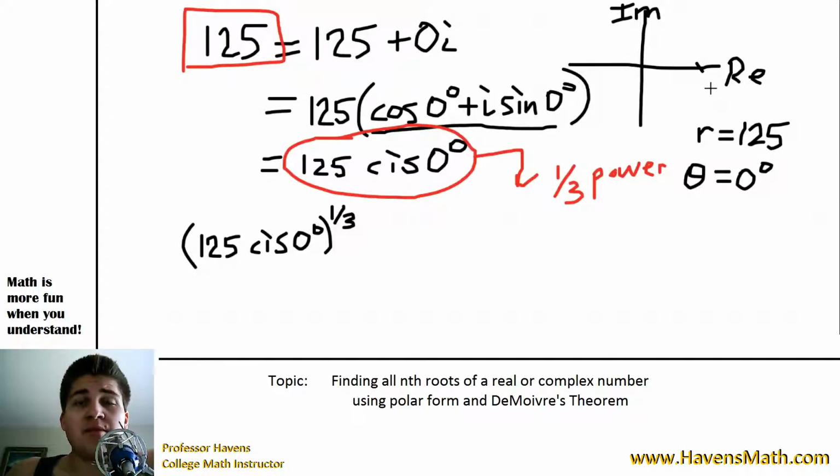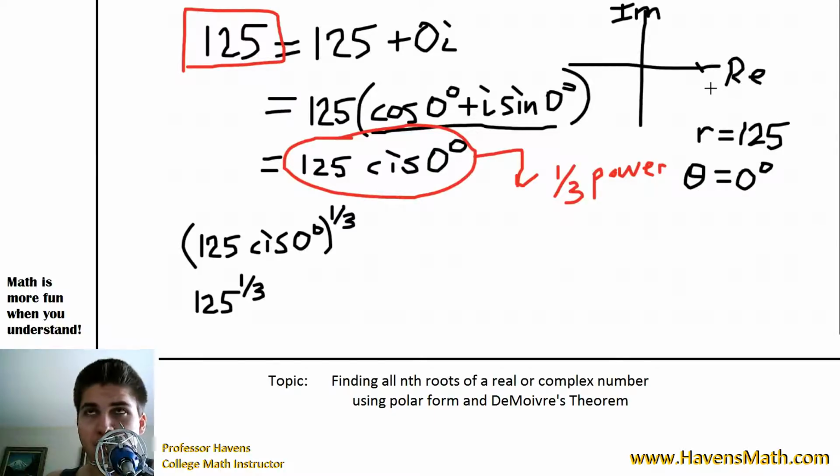And so by DeMoivre's theorem or DeMoivre's formula, the 1/3 goes to the radius r directly. So we would get 125 to the 1/3 power. And what happens to the power with CIS, cosine plus i sine theta? If you raise that to the 1/3, the 1/3 actually multiplies to the 0.